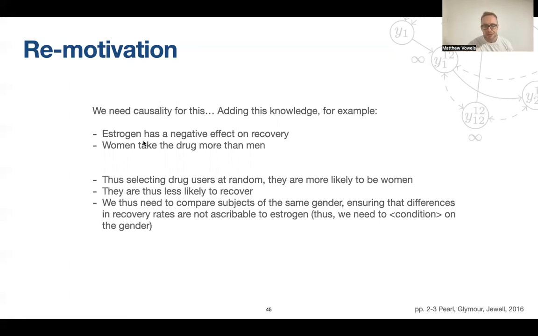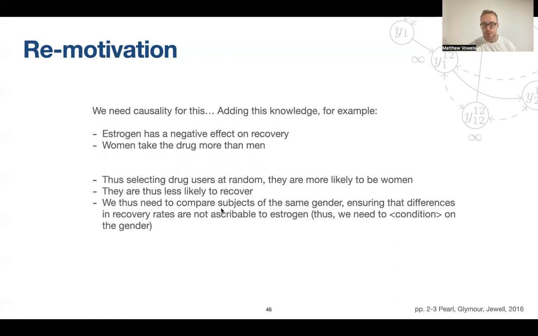And so as a consequence of these two facts that we're acknowledging or assuming to be true for the sake of this example, we know that if we select a drug user at random, they're more likely to be a woman because women are more likely to take the drug than men, again, potentially as a result of this advertising. But they're also less likely to recover because on average, we know that women have higher estrogen levels than men. So if women have high estrogen levels and they're more likely to take the drug, then we see that women are less likely to recover than men are. And as a result of this, we need to compare subjects of the same gender, because otherwise we're going to be attributing the effect of the drug wrongly to the effect of estrogen, which isn't part of the process by which the drug works.